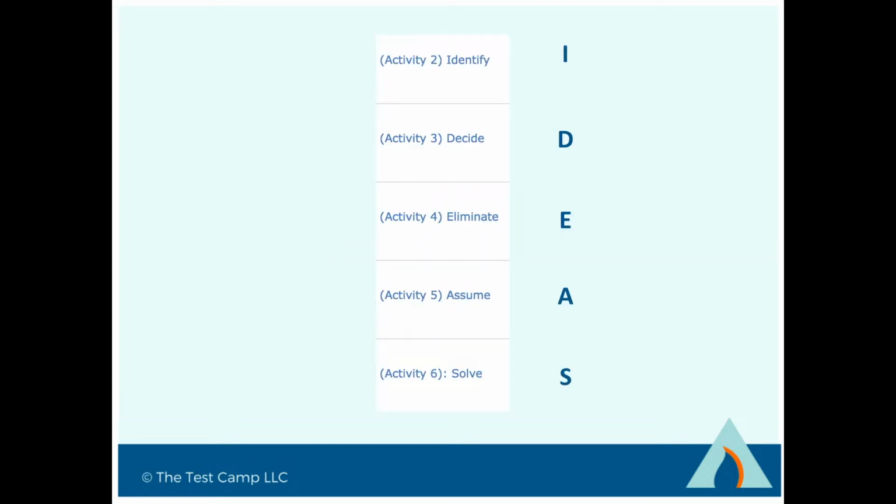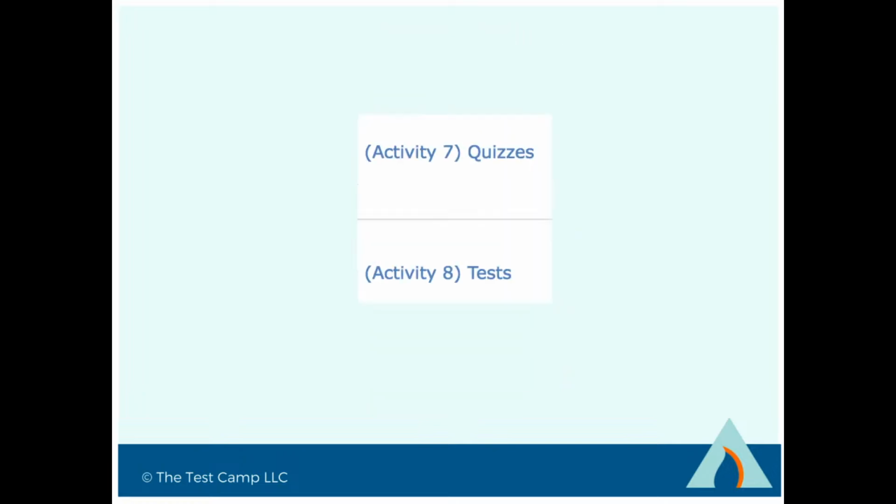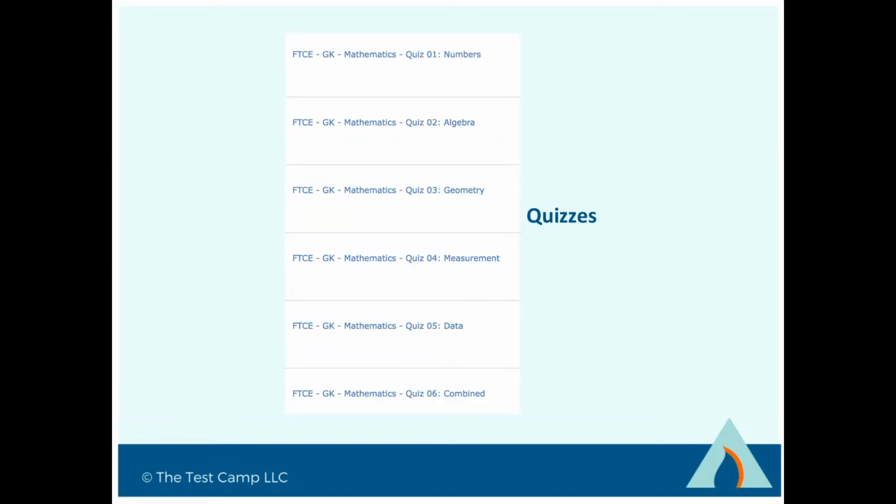This is the test camp problem solving system. The first step to finding the correct answer is to identify what we started doing here today. Identify the question based on the competency. Quizzes and tests are available too. These provide an opportunity to practice your test skills while assessing your test content knowledge. And the quizzes are all based, like we mentioned before, on the competencies. Yes, go ahead.